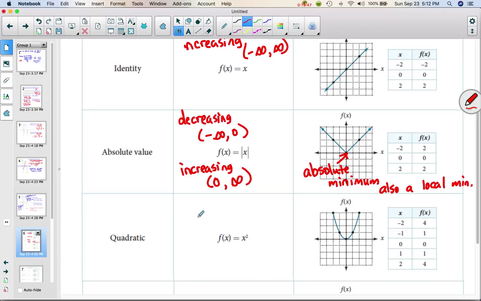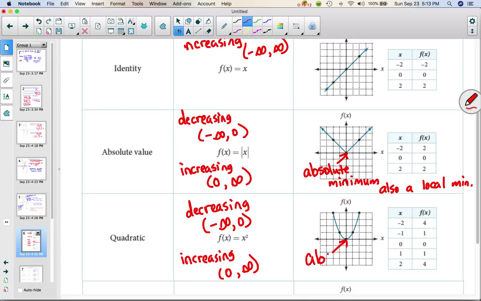For our quadratic function, it is decreasing on -infinity to 0. And I'm assuming it doesn't end there because we're talking about the whole function. And it's increasing on 0 to infinity. And we have an absolute minimum. And you could say at 0, 0. I mean, that would be allowed to say it that way. You just don't want to just report the x value.